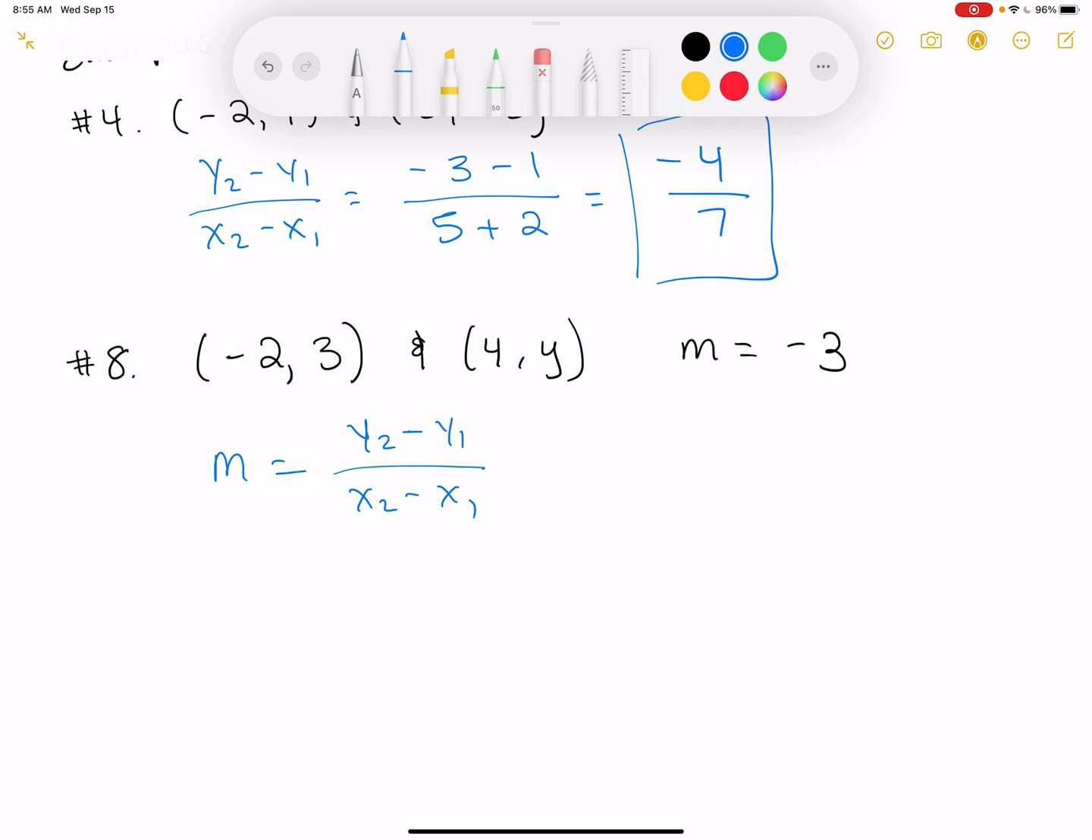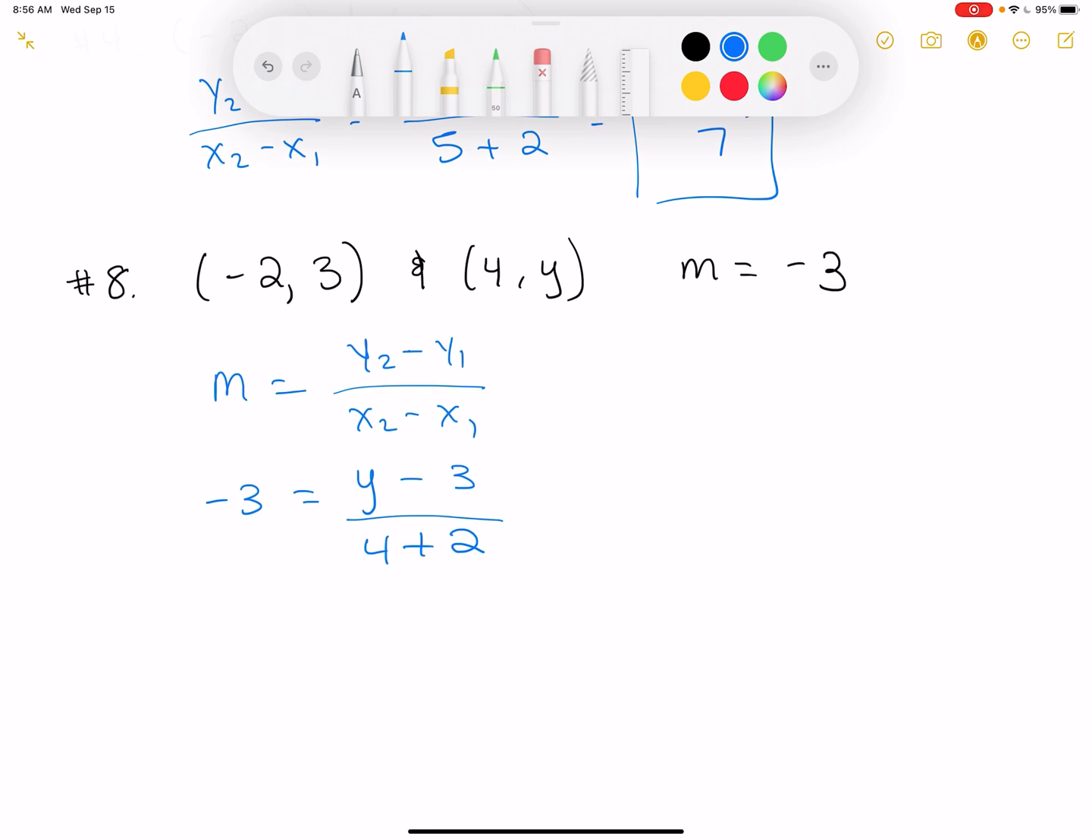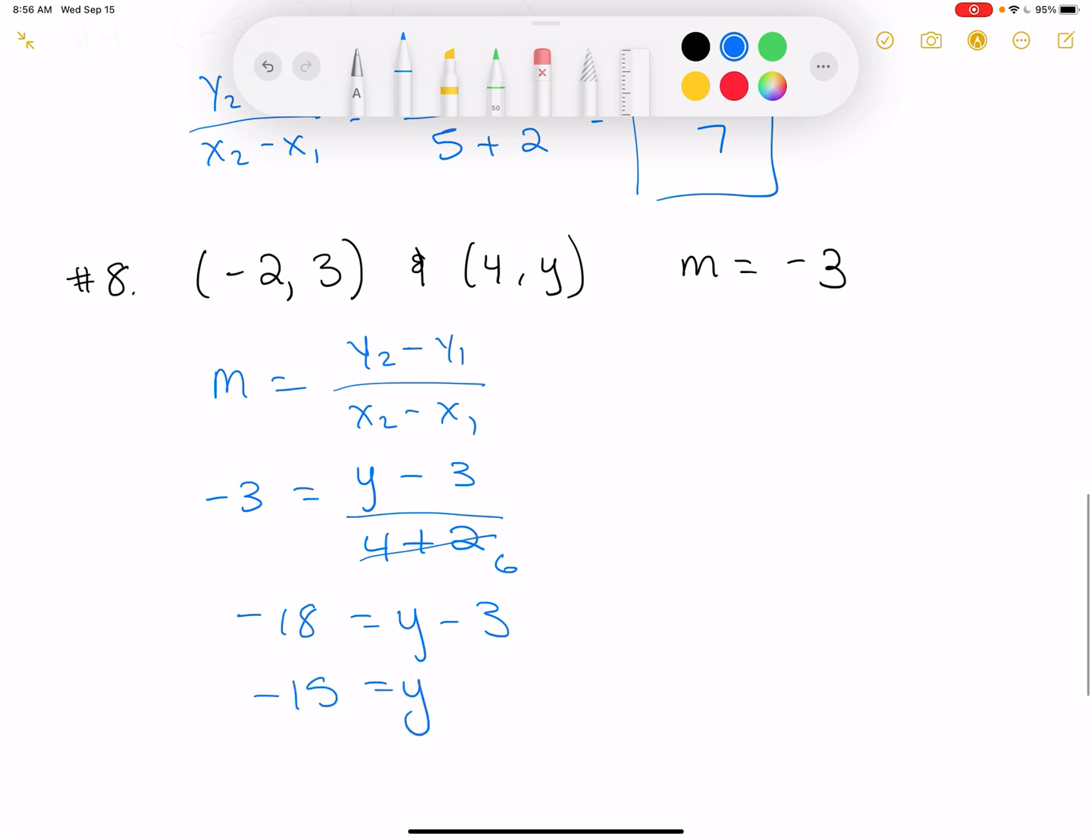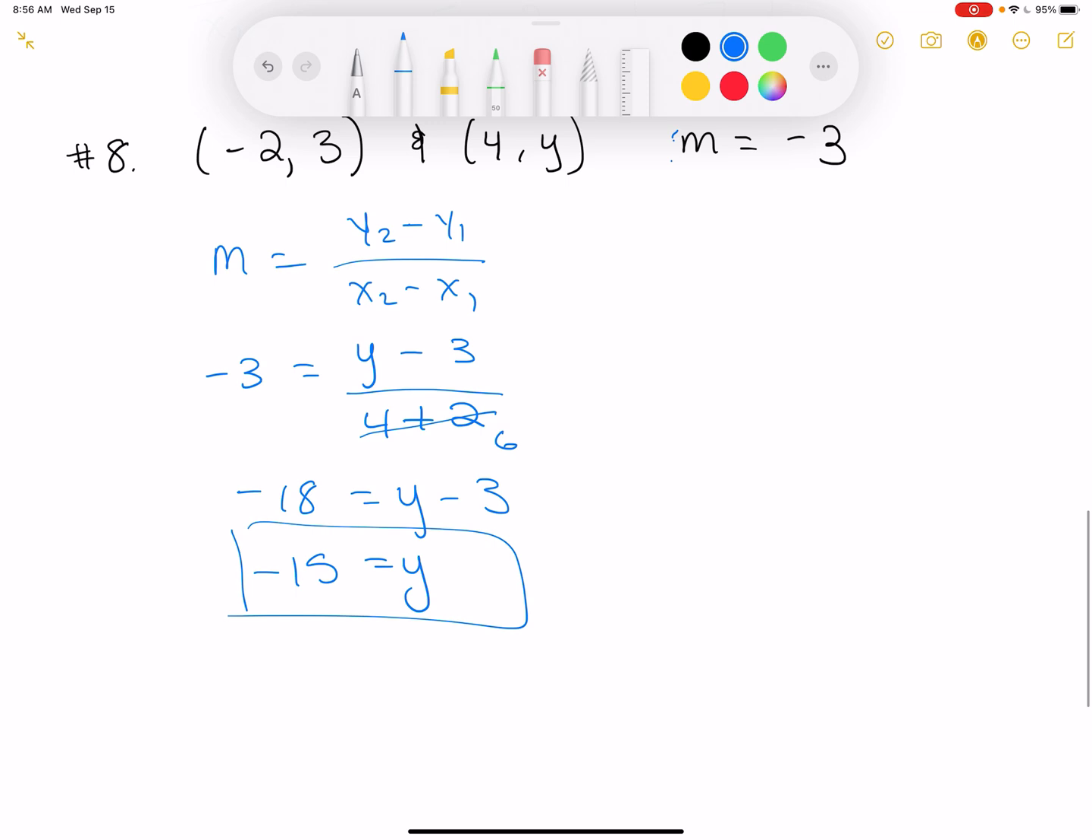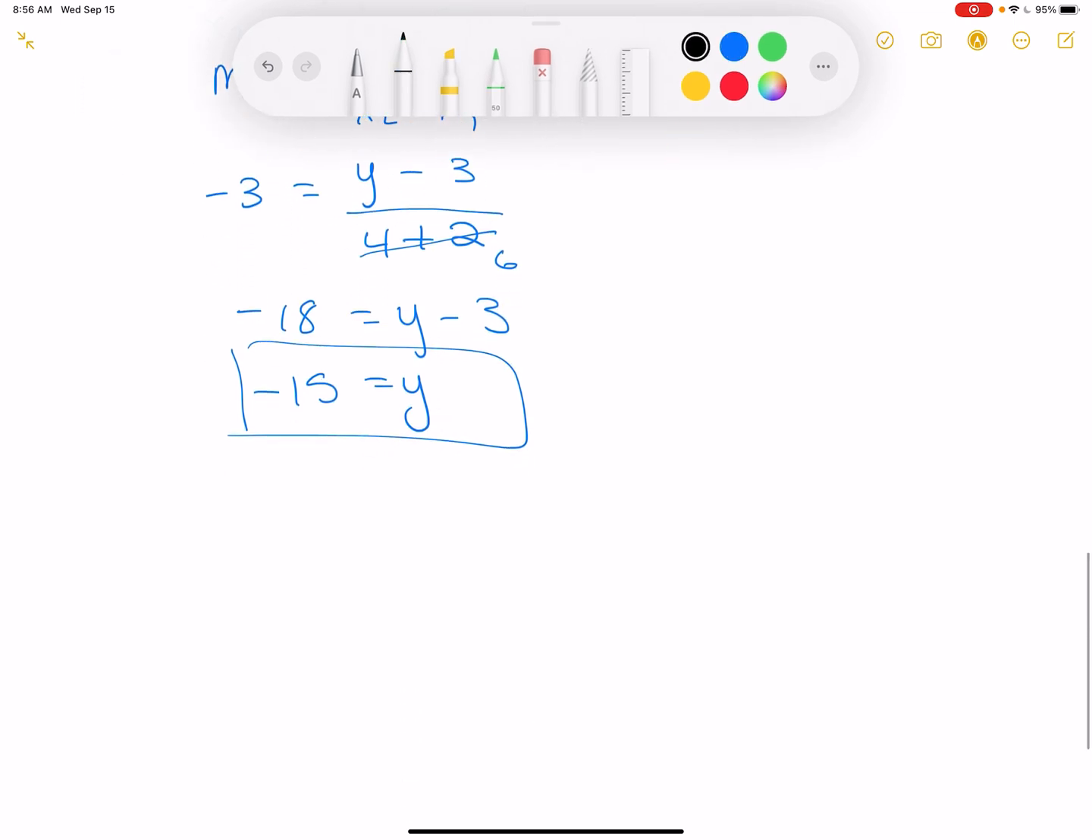So then we're literally gonna just take and plug in the numbers. -3 is equal to y minus 3 over 4 minus a negative, so plus 2. Why are we solving for y? Okay, so why is it -3? So the denominator is 6. The -3 times 6 is -18, which is equal to y minus 3. Add 3, -15 is equal to y. And we're done with that one. Oh, that's even easier than the problem before. It's just simple math, just equations.